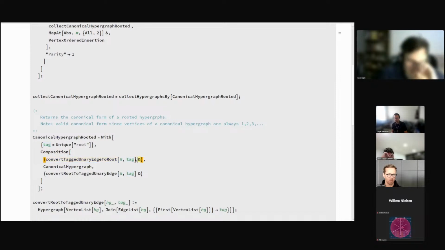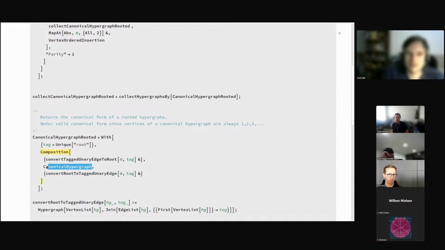Converting a vertex to a root just means that you put it in the first position, because I consider the vertex in the first position of the vertex list as the root. So you just move it to the first position. And I claim this is a valid canonical form because the vertices of canonical hypergraphs are always 1, 2, 3, and so on.